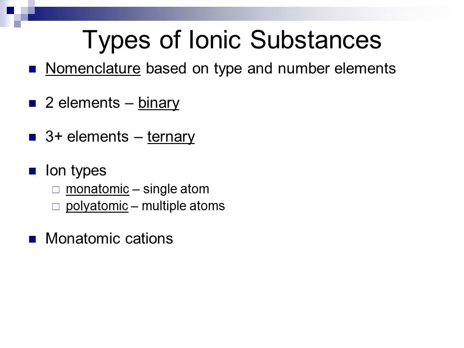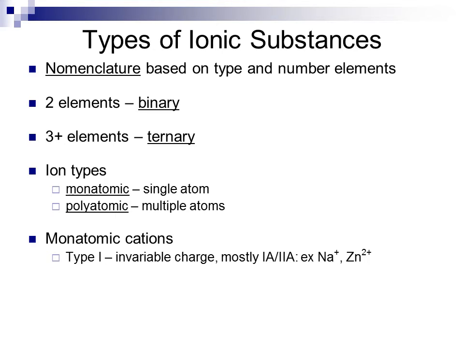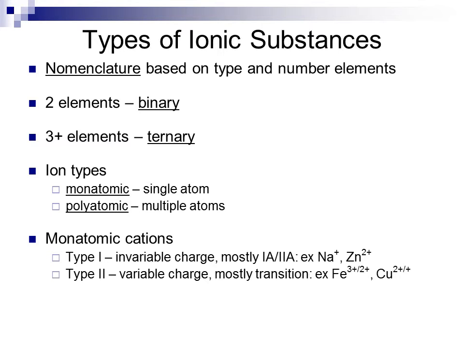The monatomic cations, so single atom positive ions, can be either type 1, which have invariable charges. That means that their charge is always the same every time. These are mostly the 1A and 2A elements, things like sodium, calcium, magnesium, but also some elements like zinc and silver, which are actually transition elements. Type 2 monatomic cations are variable in their charge. That means that they can have multiple different charges. These are mostly transition elements, things like iron, which can be either 3+ or 2+, copper, which can be 2+ or 1+, etc.